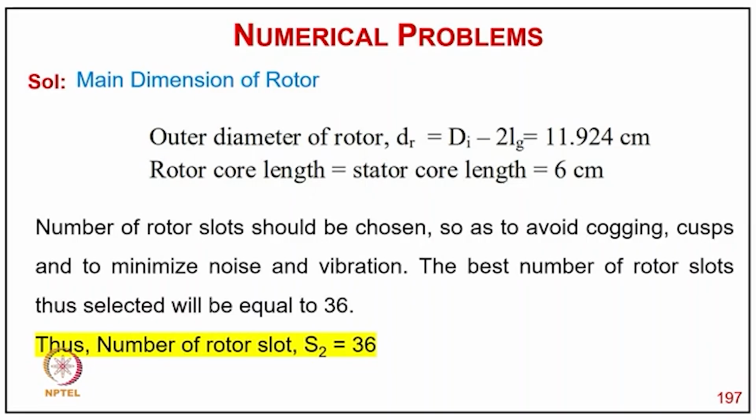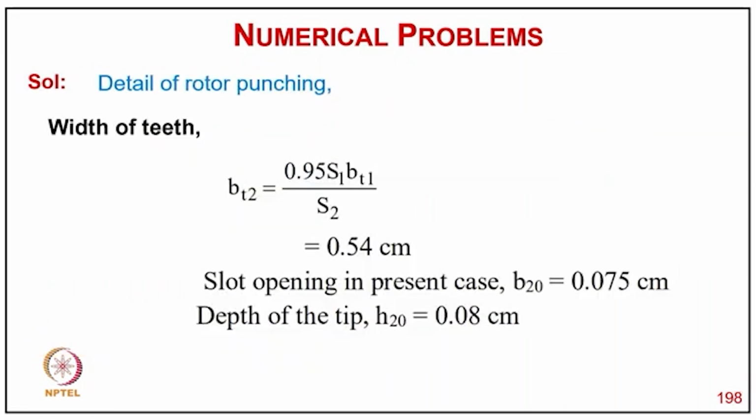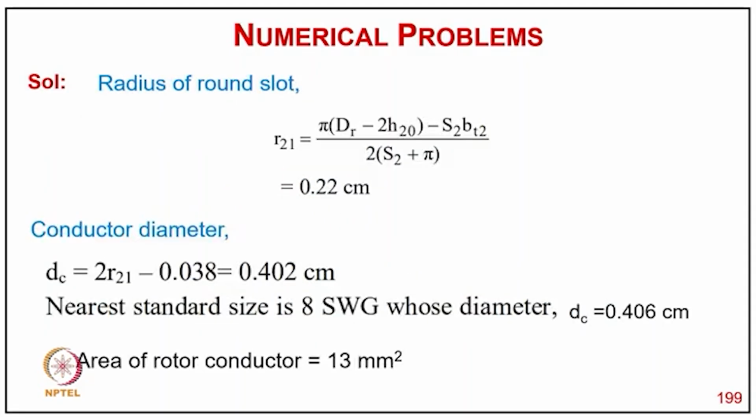Now the number of rotor slots should be chosen so as to avoid cogging and crawling and minimize the noise and vibration. The best number of rotor slots selected will be 36. So rotor slots is 36. So now details of rotor punching: the width of the teeth BT2, by putting the relation 0.95 S1 BT divided by S2, comes 0.54 centimeter. So slot opening present in this case B20 is 0.075 centimeter, and depth of the tip S20 is 0.08 centimeter.